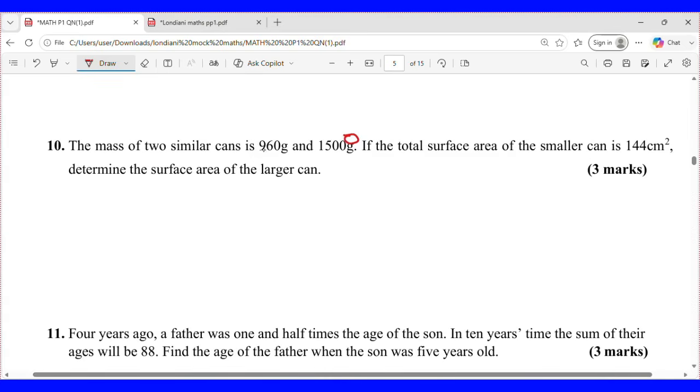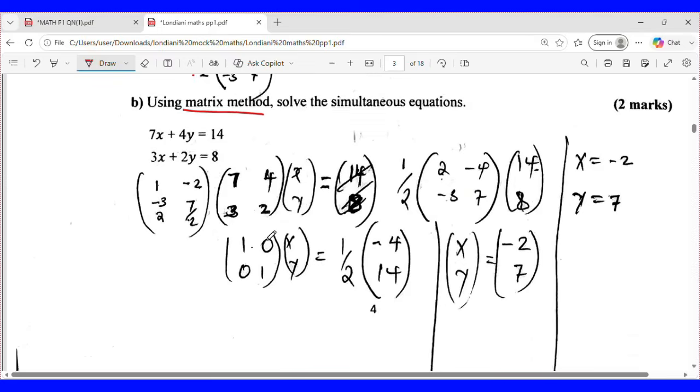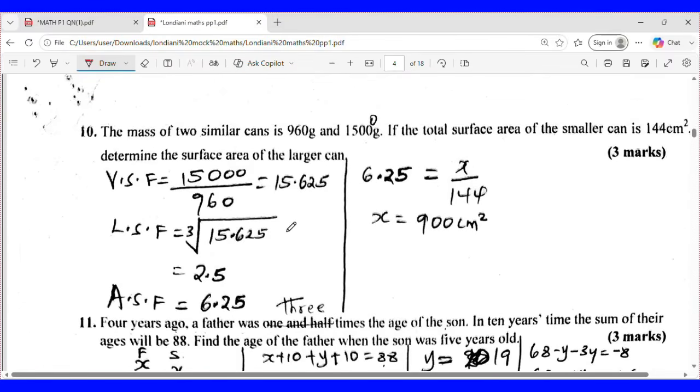First, you need to understand that mass gives us the volume scale factor. Whenever you have mass, the mass of the bigger divided by the mass of the smaller actually gives you the volume scale factor. You need to remember that. So the volume scale factor is the mass of the bigger divided by the mass of the smaller.